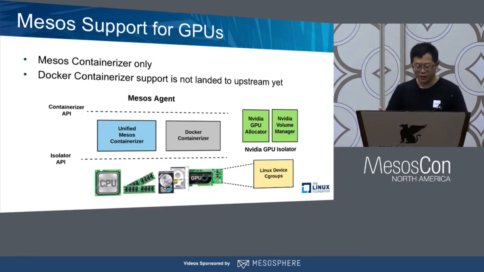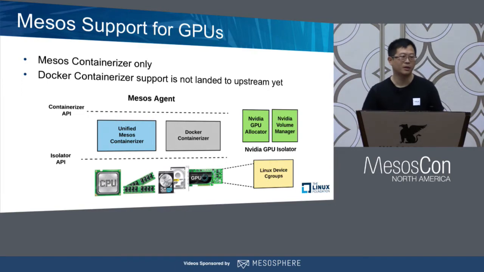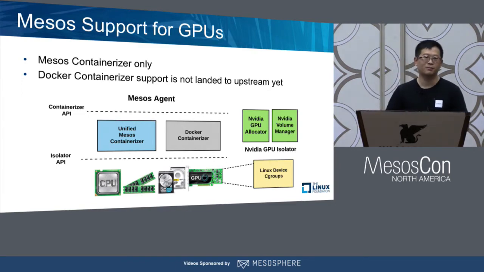But the key part here is NVIDIA actually contributed their GPU allocator as well as the isolator. So from the Mesos framework perspective, we can manage the GPU resource almost the same as CPU or memory resource. Then, of course, you have to prepare your Mesos agent with the correct NVIDIA driver, and in the Docker image, you have to have the correct CUDA versions, everything. So GPUs are a little bit tricky from that aspect.